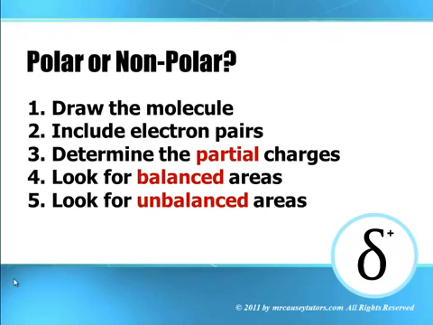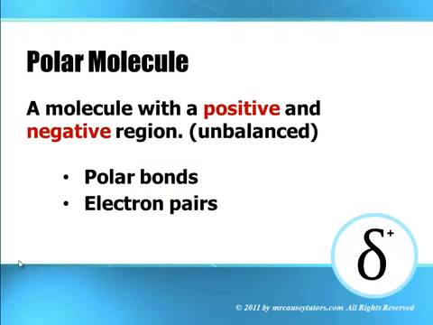Look for unbalanced areas. Now, if it's balanced or symmetrical, it's going to be nonpolar. But if it is going to be unbalanced in areas where one side is negative or another part is positive, now we're looking at polar. A polar molecule is a molecule with a positive and negative region. It's unbalanced. And it'll be polar bonds and electron pairs that determine this.